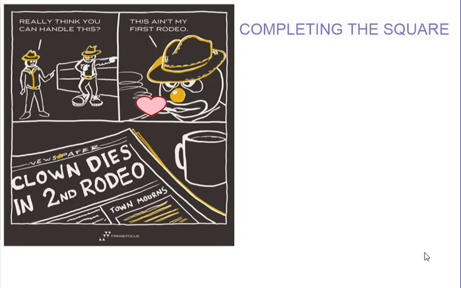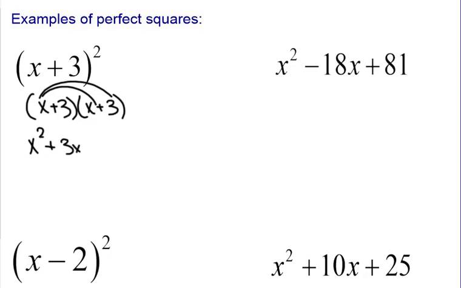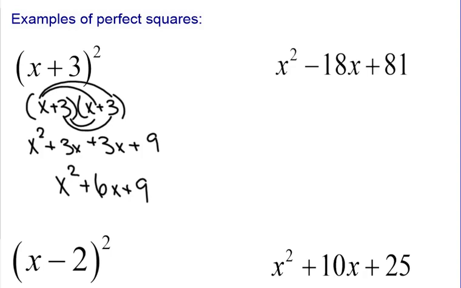Today we're going to be looking at what I like to call 4.3a, which is completing the square. When we talk about perfect squares, it's anything that is multiplied by itself. So x plus 3 squared is really x plus 3 times x plus 3, which if we were to multiply out would be x squared plus 3x plus 3x plus 9. So we get x squared plus 6x plus 9.